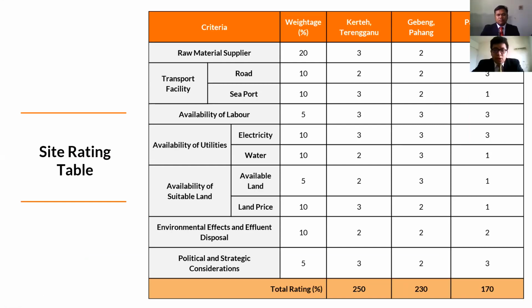To determine which location is the most suitable for our plant location, we use a site rating table. The site rating table consists of several criteria from raw material supplier until political and strategic consideration, and each has a different weightage based on its importance. In the result, we come up with 250 for Kerteh, Terengganu, 250 for Gebeng, Pahang, and 170 for Pasir Gudang, Johor. So based on the highest result of our site rating table, we choose our plant location at Kerteh, Terengganu.